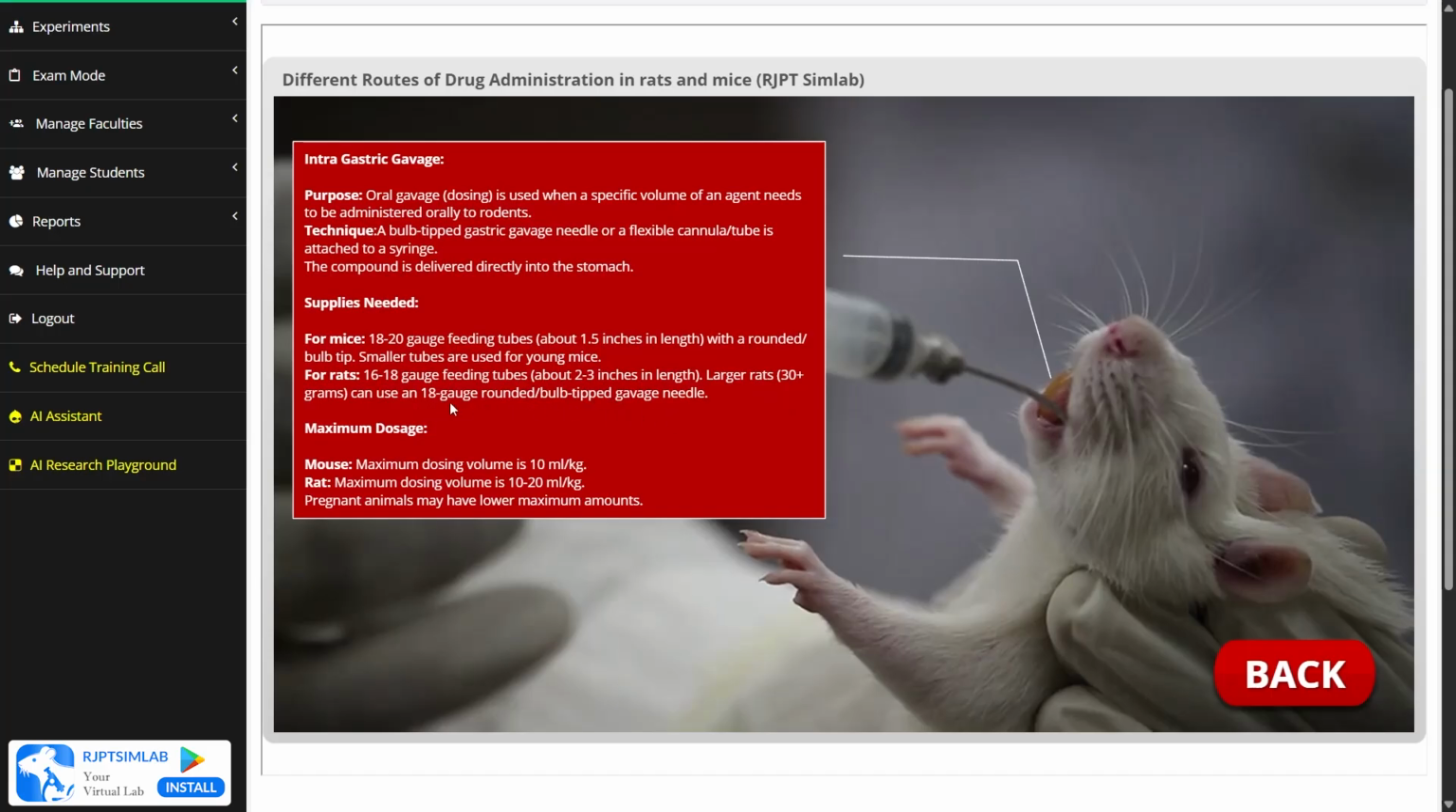The maximum dosage for the animals: for mouse, the maximum dosing volume is 10 milliliter per kilogram, and for rats, the maximum dosing volume is 10 to 20 milliliter per kilogram. And pregnant animals may have lower maximum amounts according to their situation and condition.